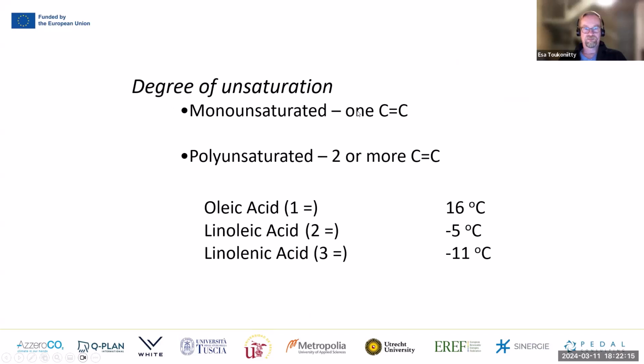Okay, the degree of saturation, we already mentioned this, but if there is one double bond, it's mono, and if there's more, it's poly. And here you'll see how the melting point changes. If you have one double bond, it's a bit higher. The second one decreases it, and the third one decreases it even further.